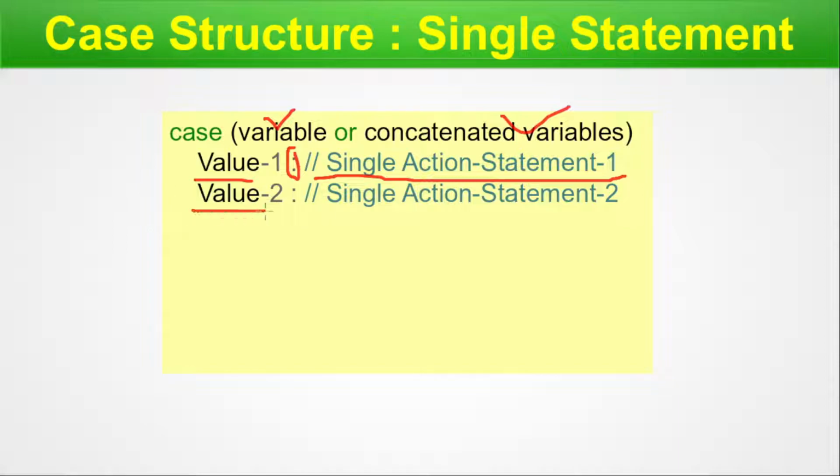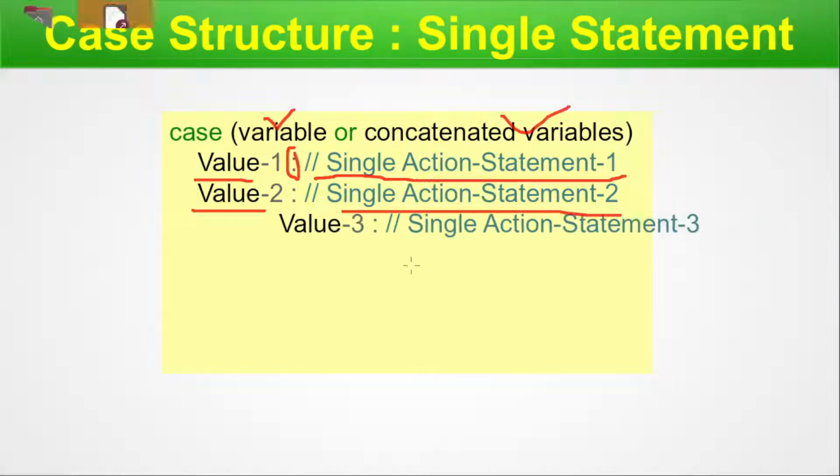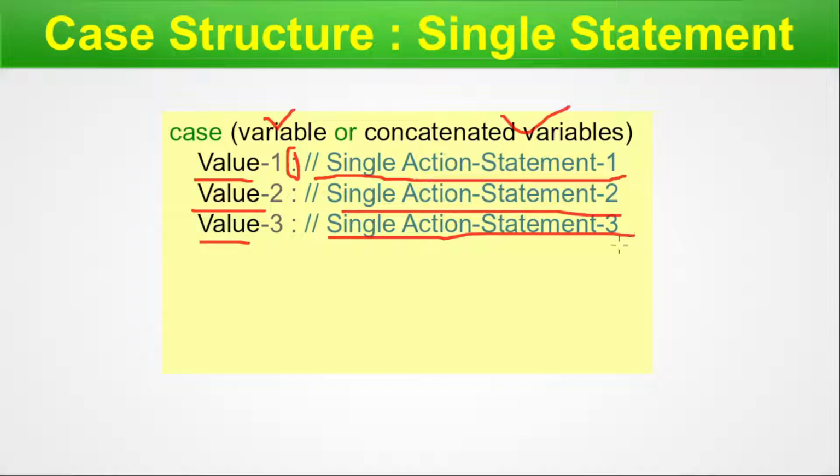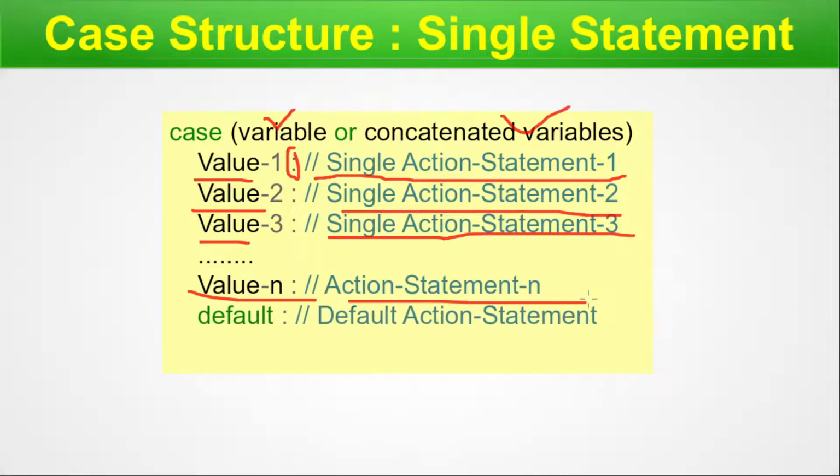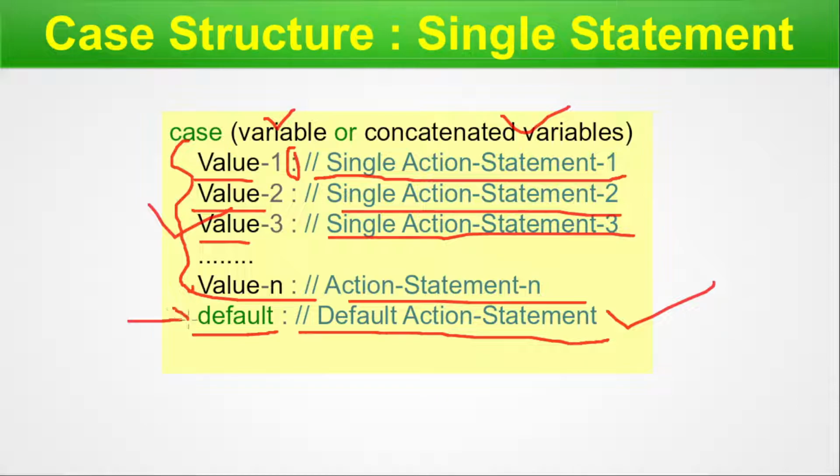Next we have value 2, for that we have action statement 2. Value 3 we have single action statement 3. So this is a single statement, that means one statement, not more than one statement. And this way we continue and we reach value n and action statement n. And finally we have the default statement and we have the default action statement. Generally this is a print command like $display or something where you actually give an echo on your screen so that you know that all the things are not matched and your control has entered into the default one. So this way you actually do the debug.